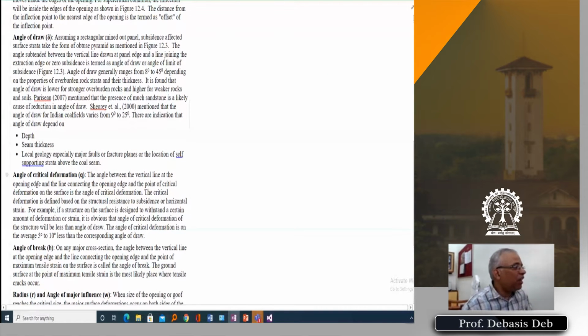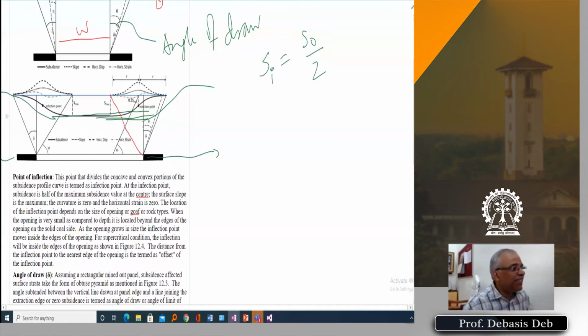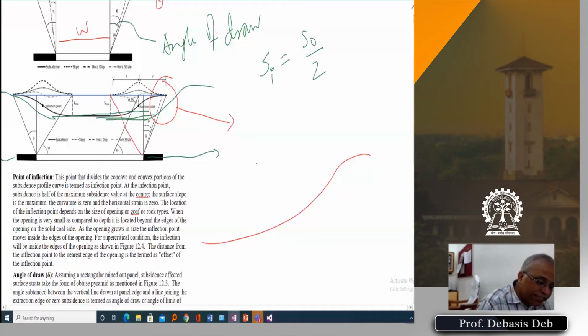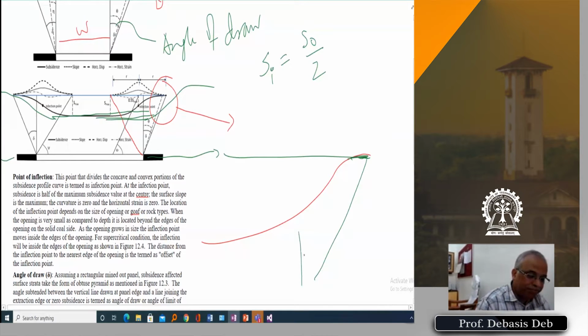Then there is the angle of critical deformation. This angle is given by this theta angle. Now, what is the angle of critical deformation? Let's say I am zooming into this area. What is happening is this is my subsidence, and this is my surface. This is where the zero subsidence is. Now I have drawn this somewhere. This is the angle delta.